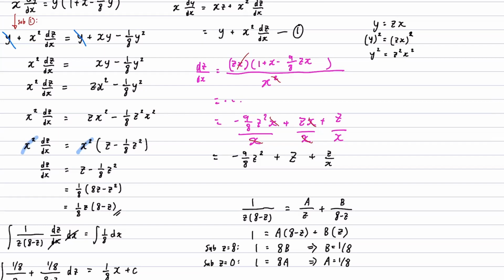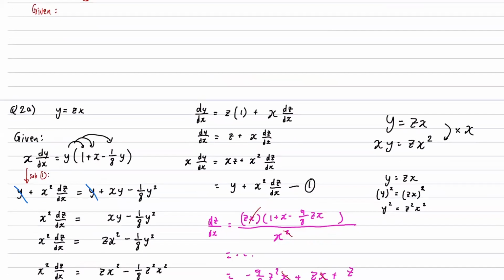Okay, so you differentiate with respect to x first. Correct. z plus x times dz by dx, multiplied by x on both sides, gives zx plus x squared dz by dx. Substitute the left hand side, you get this, equals to this: 1 plus x minus 1 over 8y. Then you substitute the y with zx, you multiply out everything, you get dx times 1.